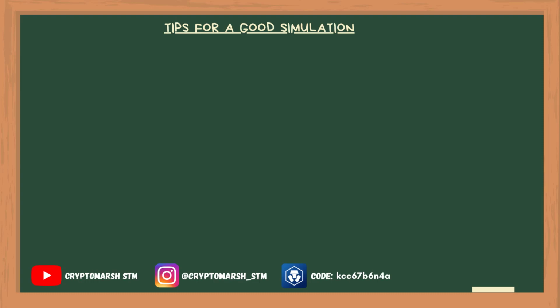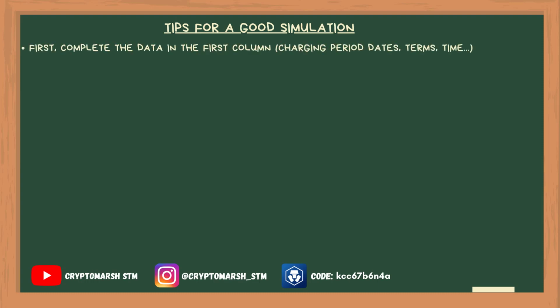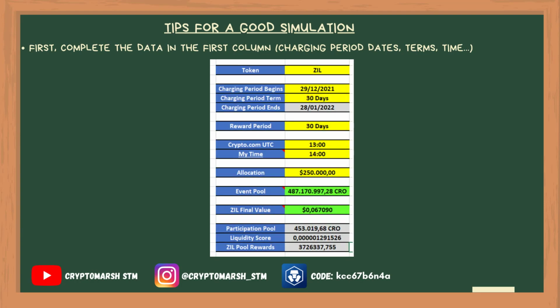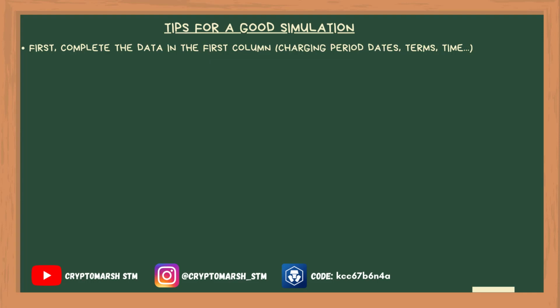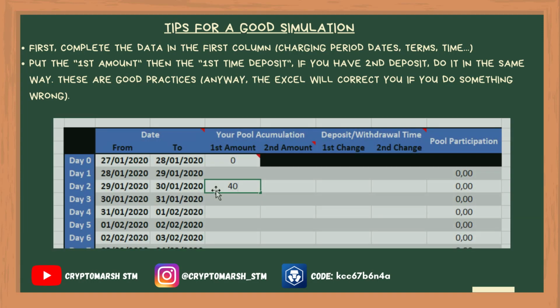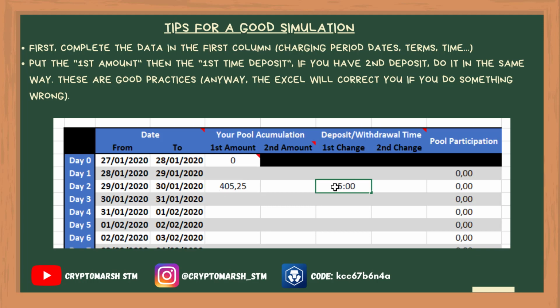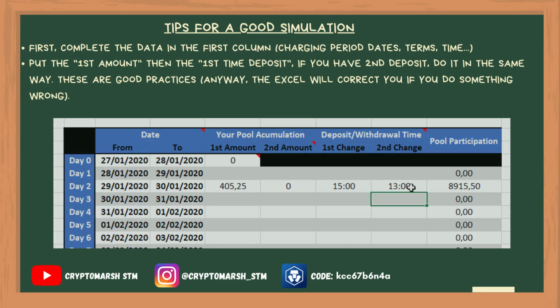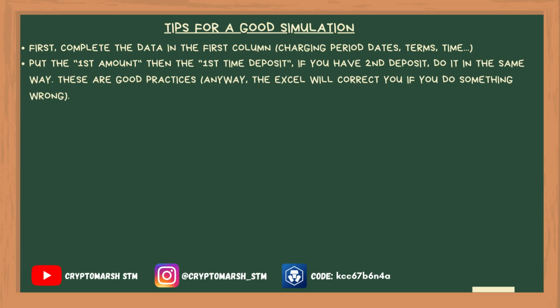The first thing we have to take into account is that whenever we start a simulation, the first thing we have to do is complete the data in the first column, like the charging period dates, terms, time. The second thing is that when we want to fill out the amount in our pool, we have to put first the first amount and then the first time of this amount. If we want to do another change, we have to put the second amount and the second time we made this change. If you type something wrong, don't worry, because the Excel will correct you automatically.